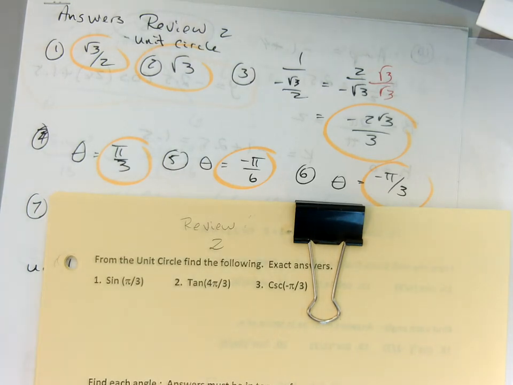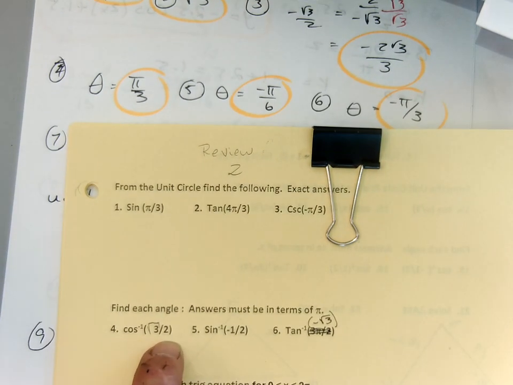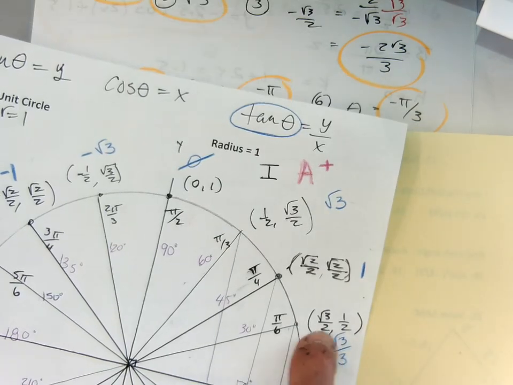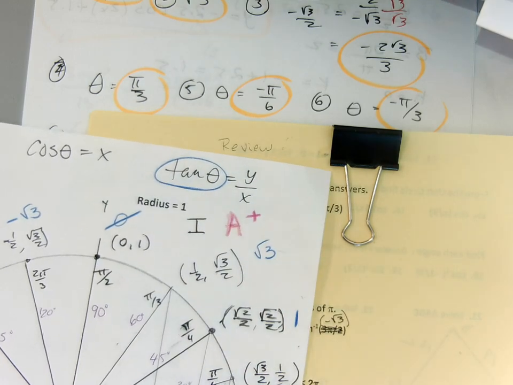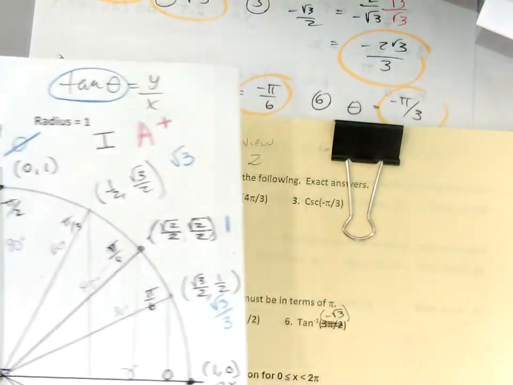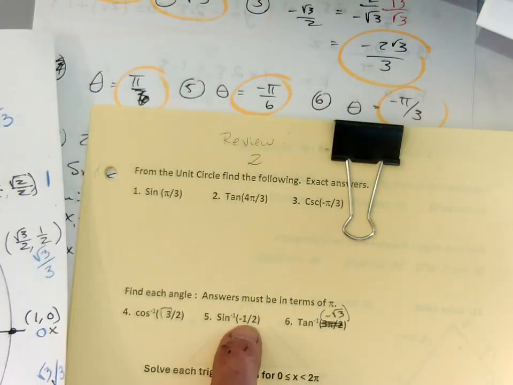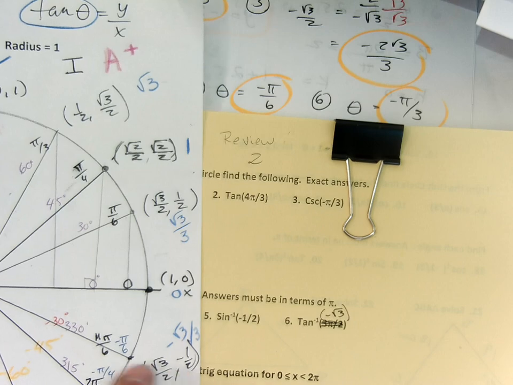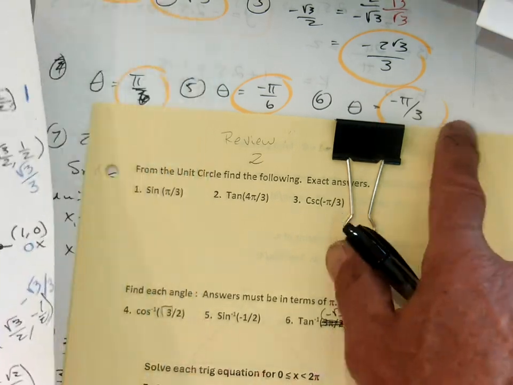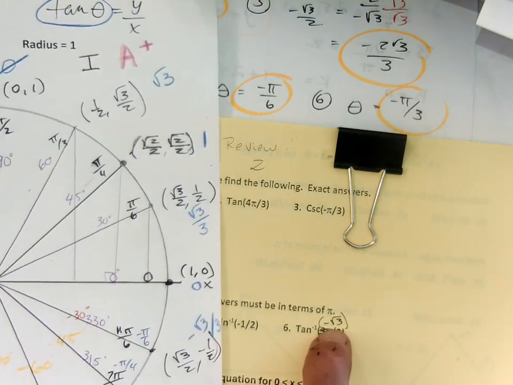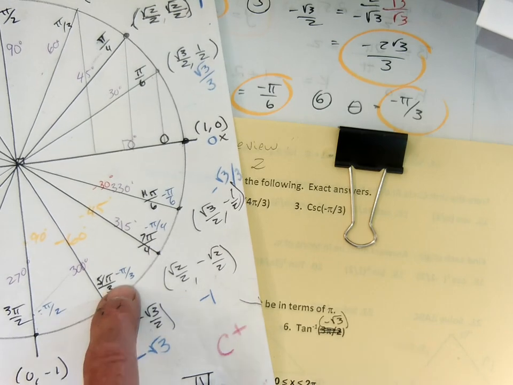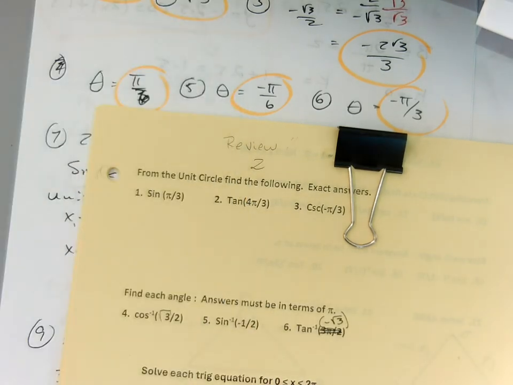4, we want to find the angle. We want to find the cosine inverse of square root of 3 over 2. So cosine is the x value. There it is at pi 6. Oh, that's pi 6. Oh, made a mistake. Fix it, okay? 5, negative 1/2 for sine, the y value. There it is at negative pi 6. Remember what's closest. You got to remember what's closest to 0. 6, tangent inverse of negative square root of 3, which is right there. Negative pi thirds. Remember whatever's closest to 0, okay?